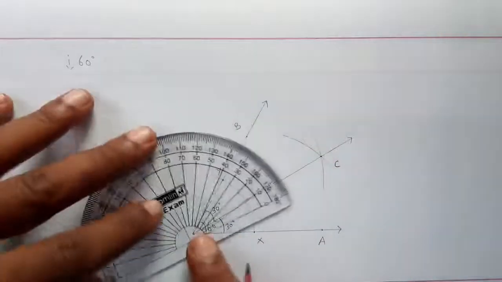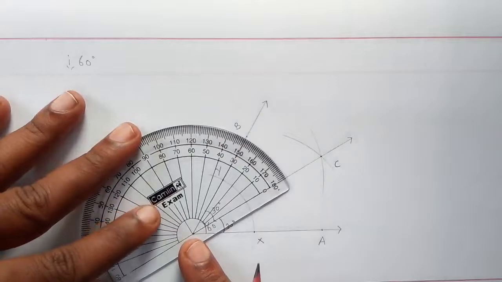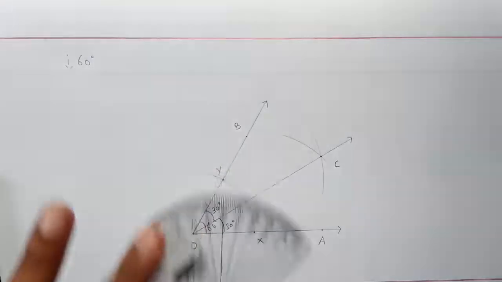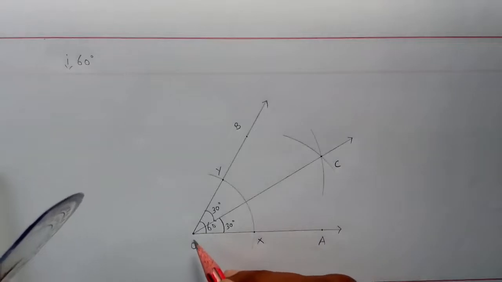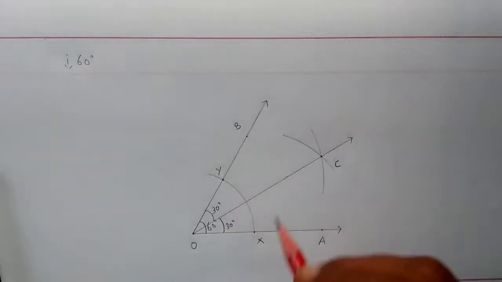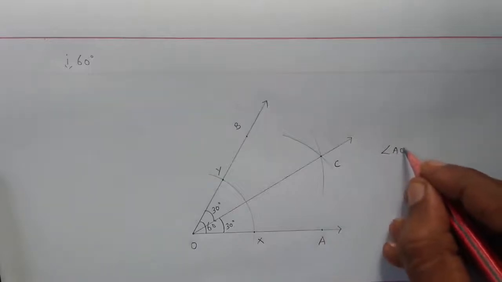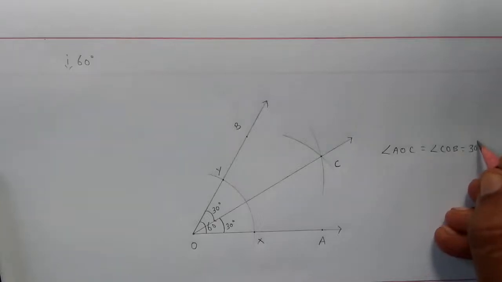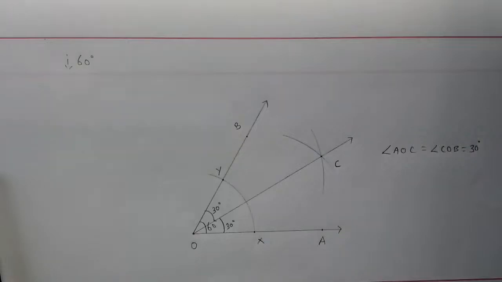You can check that also. Place it in this position, fix the baseline correctly, and check, you will get 30 degrees. So AOB is 60 degrees, and we have bisected it. So we have drawn the angular bisector OC. We have divided the angle into two equal parts. So we can say that angle AOC equals angle COB equals 30 degrees. This line OC is the angular bisector of the given angle.